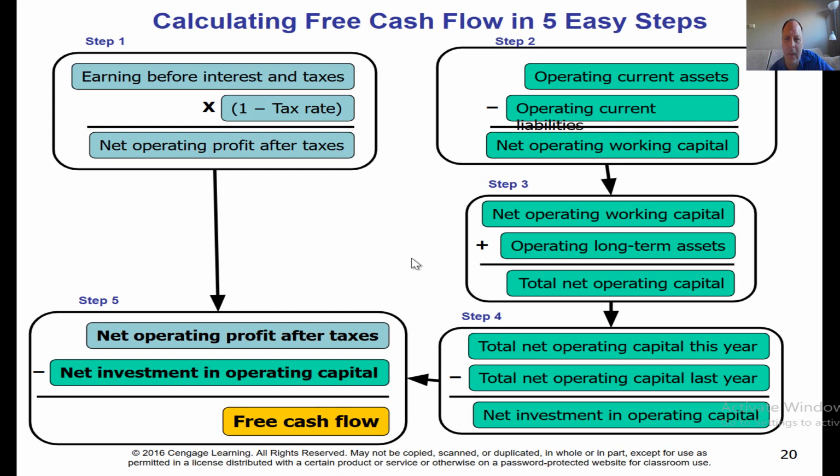Then you take the total net operating capital this year and subtract the total net operating capital last year from it to get the net investment in operating capital. If we take the net operating profit after taxes and subtract from it the net investment in operating capital, what is left over is the free cash flow.